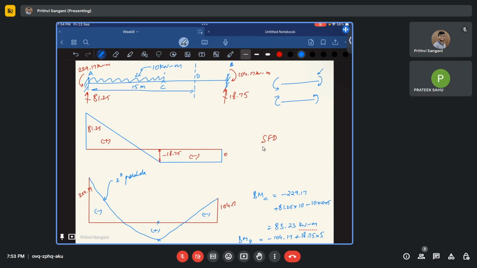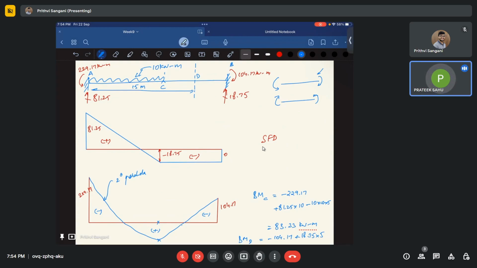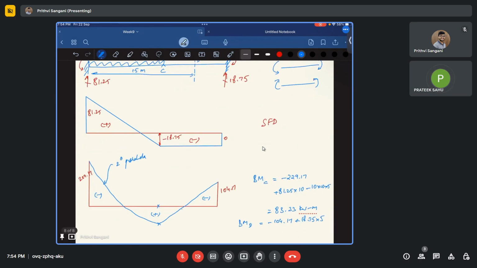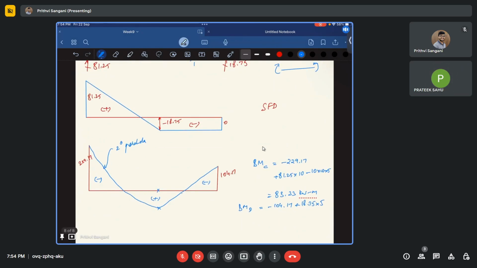So this is what the question is about. Maybe you will also be asked, what is the point of contraflexure? Where the moment sign changes, correct. The bending moment sign changes, absolutely. That is called the point of contraflexure. So how many points of contraflexure do we have here? Two, sir. So this is one and this is two. Maybe in the question they'll be asking you what the point of contraflexure is.